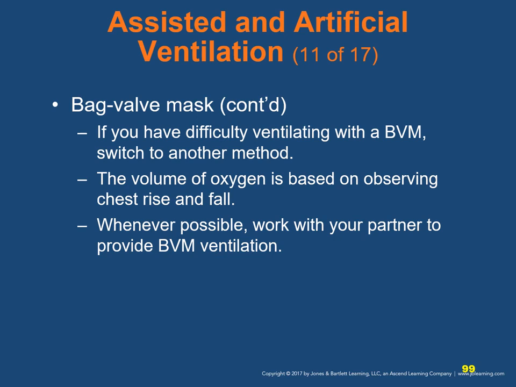If the patient's chest does not rise and fall, you may need to reposition the head or use an airway adjunct. If the patient's chest still does not rise and fall after you've made these corrections, check for an airway obstruction. If an obstruction is not present, attempt ventilation using an alternate method such as the mouth-to-mask technique. The BVM may be used in conjunction with an endotracheal tube or other advanced airway techniques.